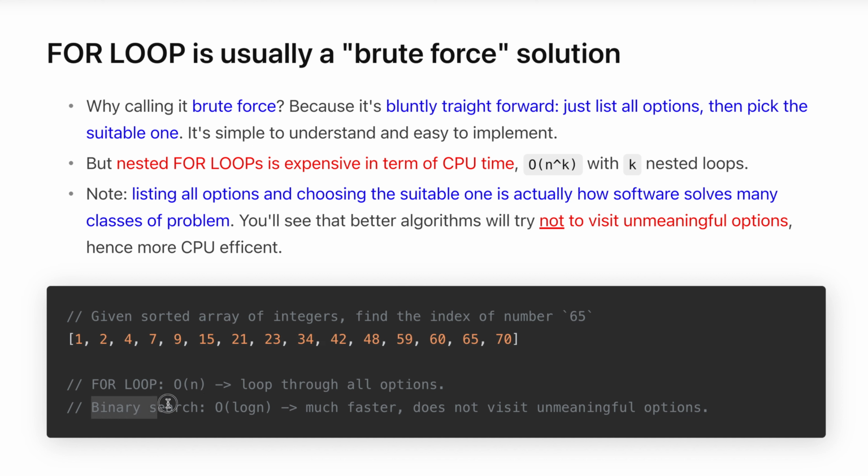And that's why this algorithm here has a better time complexity of O(log n), while a for loop has the complexity of O(n). So better algorithms usually will try not to visit unmeaningful options to make the algorithm more performant, to help the CPU be more efficient.